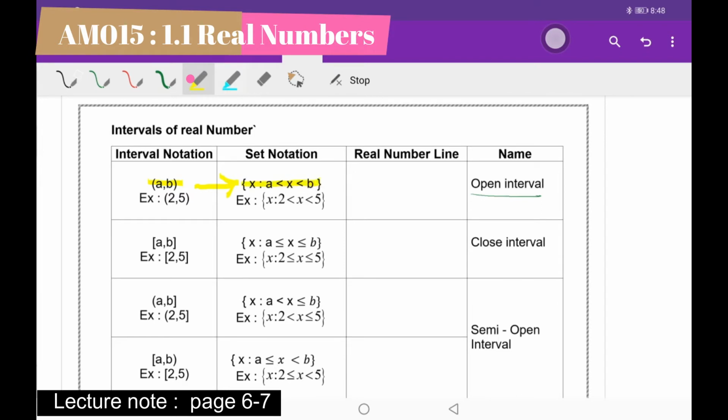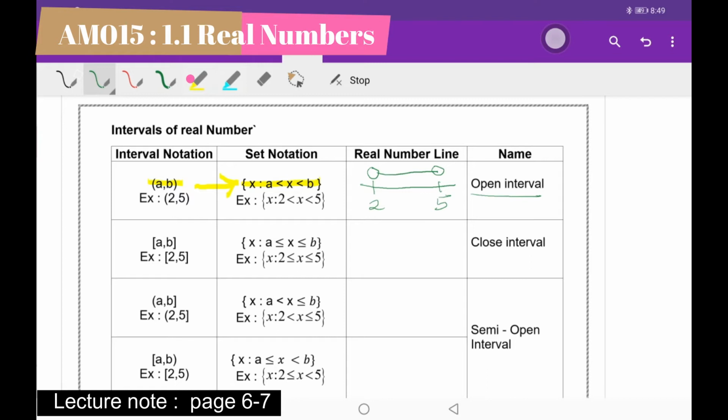Okay. Alright, so now I want to introduce how to represent this on the real number line. So we do the example from 2 to 5. Draw a line and write down 2 and 5. Because we have round brackets, we need to use an empty circle for both numbers, because 2 and 5 are not included. Alright, so just connect it like that. Okay, as easy as that. So for open interval, you need to use empty circles.